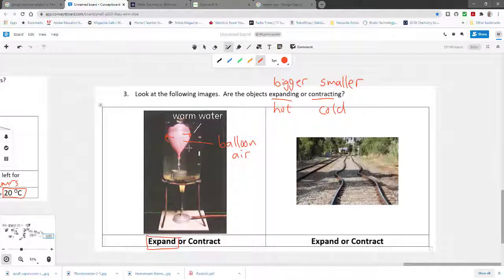Maybe a bit tricky to figure out. Now, some of you said on this one said contract, and I assume you said contract because this one was expand, but actually it is not contract.